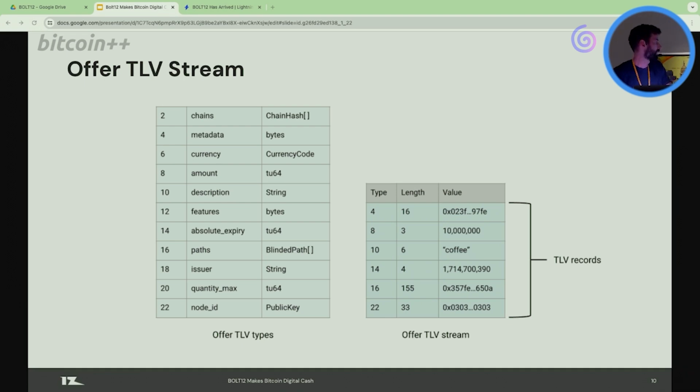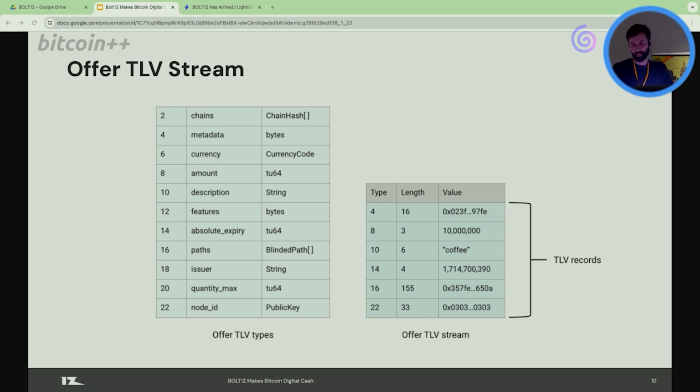So here we have an offer. It could have a bunch of different fields. There's chains, so this is like mainnet, testnet, etc. There's some metadata, which we'll go into in some later slides. The currency, if you want to denominate it in a particular currency. The amount, and the amount is optional, so if you want to have a donation address, you don't need the amount there. Feature bits are for extensions. We have an expiration, so when the offer is no longer valid, you will no longer get an invoice back if that time has passed. We have the blinded paths there, which I talked about earlier, and we'll jump into soon. And then some more informational fields, like the issuer, if you want to identify yourself with a more human-readable string.